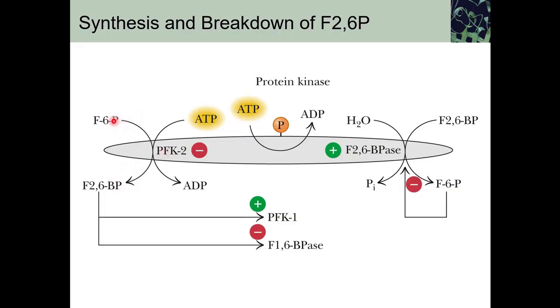And fructose 2,6 bisphosphatase, on the contrary, hydrolyzes fructose 2,6 bisphosphate into fructose 6 phosphate. Alright? Now, I'll give you a moment to consider this diagram, analyze it, and see what you think is happening.